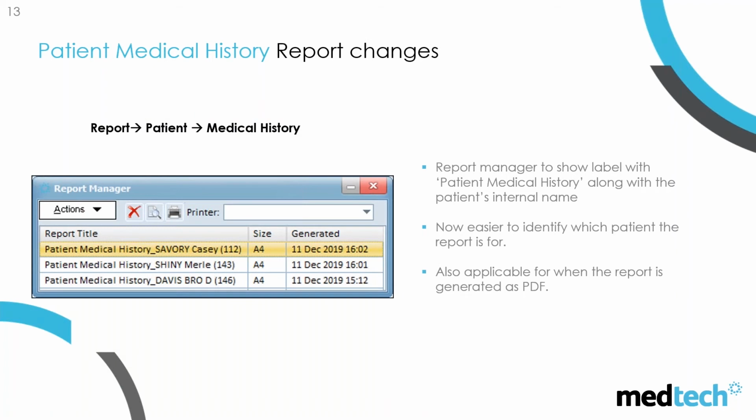So the next one is more focused around the provider side of things for reports. You can see there that the patient medical history label in Report Manager now displays the internal name of the patient in addition to the report name. With this change, it is obviously easier to identify which patient the report is for. You can also see there that the internal name will be displayed along with the report name. So if you generate this as, say, a PDF or an Adobe document, it'll be generated there. Again, this is found under reports, the patient filter, and then medical history.